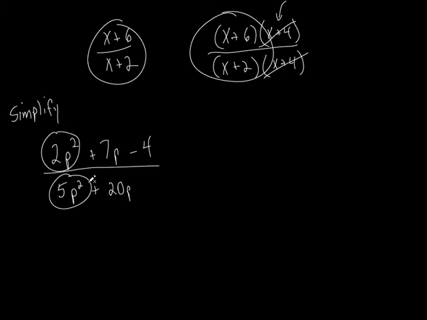So can I cancel out the p squareds? No. Can I cancel out the p's right here? No. Can I take 2 into 20 right here? No, I can't because it's all being added. So I'm kind of stuck. What in the world do I do?